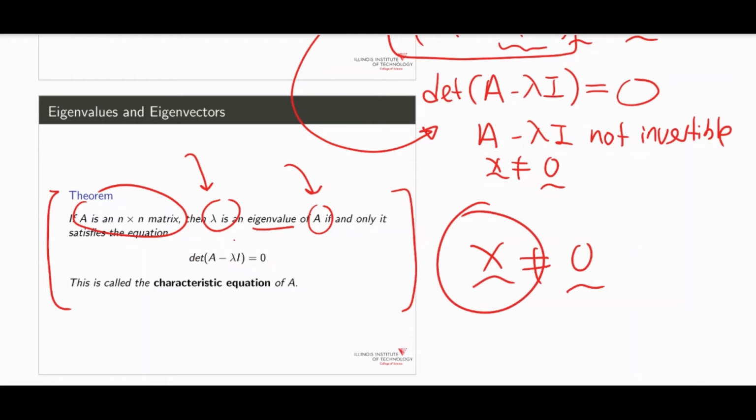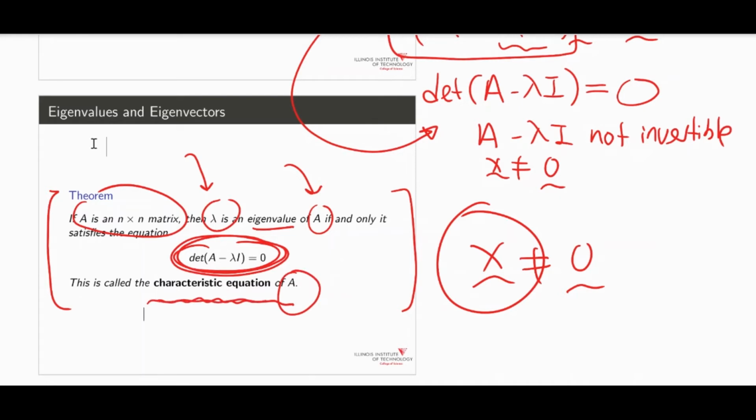This particular determinant here has a name, because once you compute it, you will see in a minute that you get a polynomial in lambda. The equation corresponding to this determinant is called the characteristic equation of this matrix A.